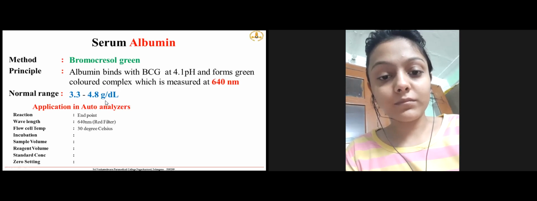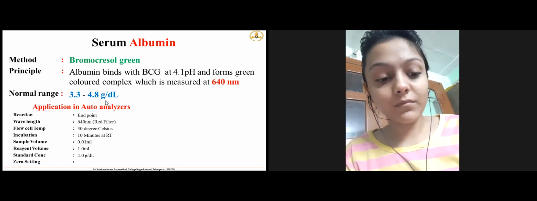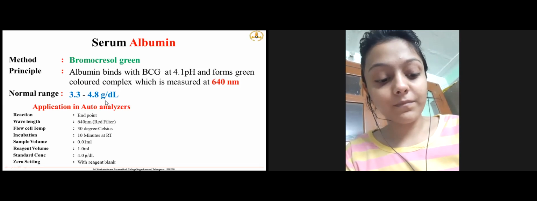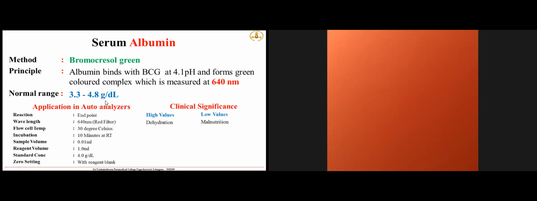The flow cell temperature is 30 degrees Celsius, the incubation time is 10 minutes here, the sample volume is 0.01 ml, and the reagent is 1 ml. The standard concentration is 4 gram per dl, and zero setting you have to do with the blank. And clinical significance: high values you will find in the case of dehydration, and low values you will find in the case of malnutrition and malabsorption.